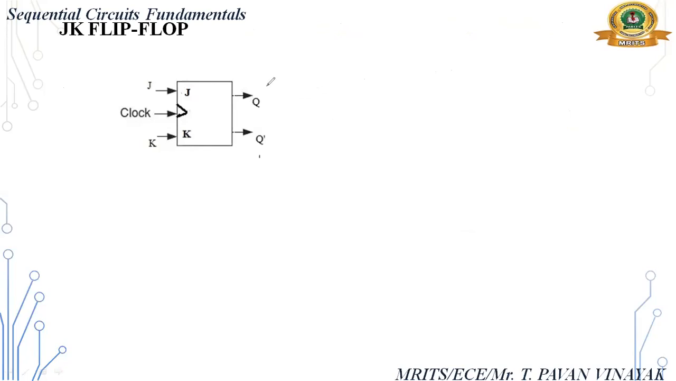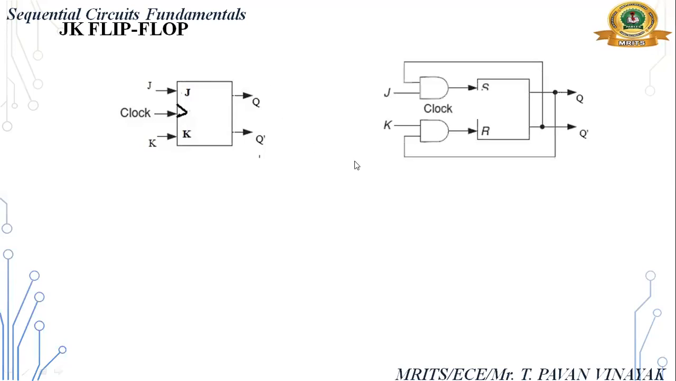Now I have to modify SR so that I get JK. How is it modified? See, I am using two AND gates, first AND gate and second AND gate. The first AND gate output is given to S, and the second AND gate output is given to R.